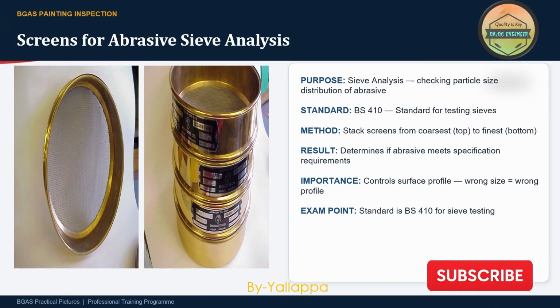This slide shows sieve analysis equipment. Sieve analysis is used to determine abrasive particle size distribution. Particle size directly affects surface profile and blasting performance. Oversized particles may create excessive profile depth. Undersized particles may fail to produce the required profile. As inspectors, we use sieve analysis to verify abrasive quality before blasting operations begin.